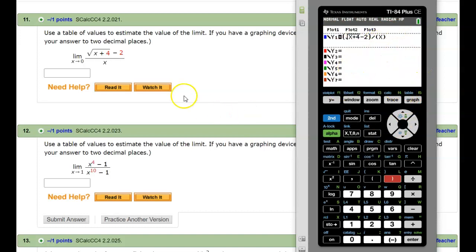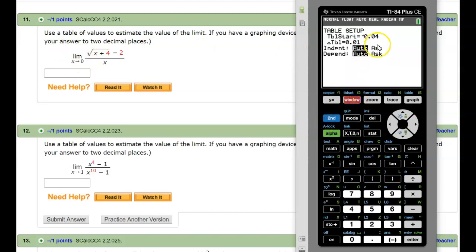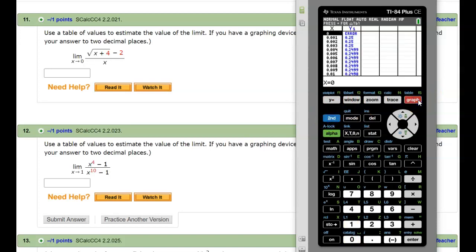Now, I'm interested in what's happening around 0. So I'm thinking second table set. I want to know what's going on at 0. Down here, I would have put in 1 and put in something really small for the delta table. So I'm going to try a 0.001 here and see if I get a good response.